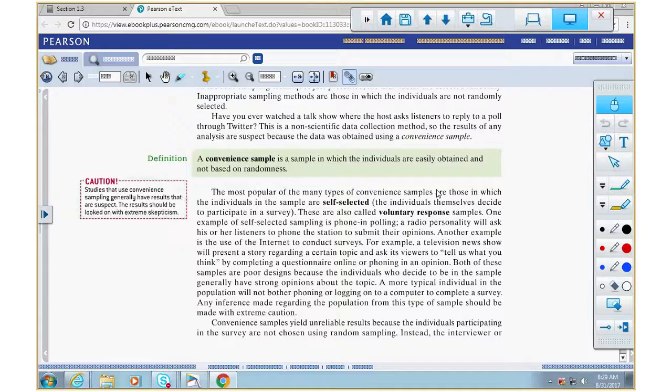That's why a convenience sample can be less accurate, or least accurate. But it's easier. Hollering out to somebody outside your window, you know, hey, do you believe in blank? That's a convenience sample. You're not taking much time preparing.